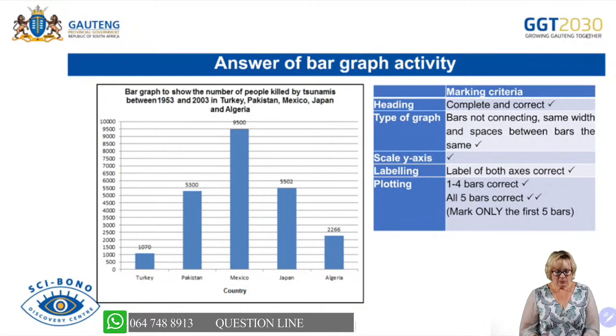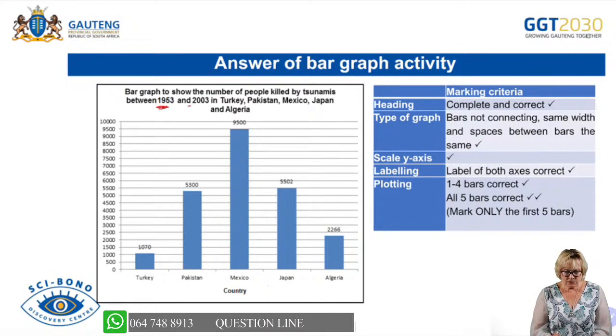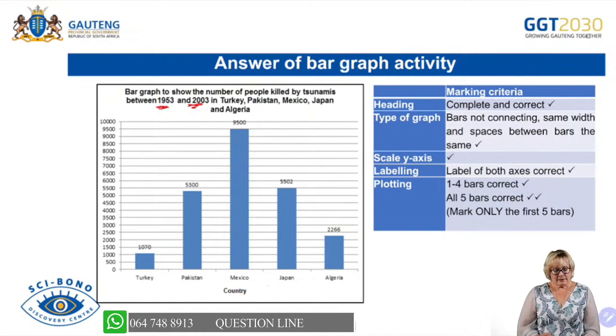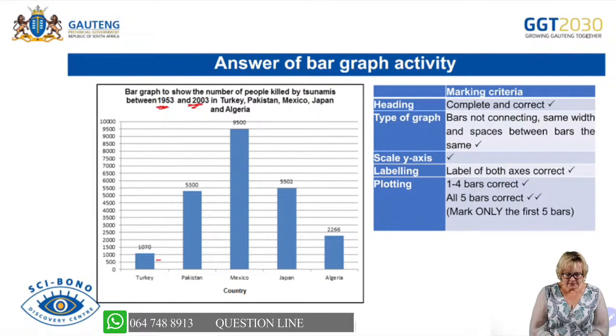And there's our graph. Let's quickly look at our graph. There's the heading. Can you see you must indicate from 1953 to 2003 and in which countries? Only those 5: Turkey, Pakistan, Mexico, Japan, and Algeria. And then look at the bars. Can you see the width of the bars is exactly the same? The distance between them is exactly the same.